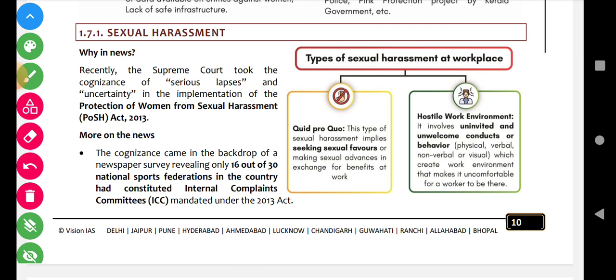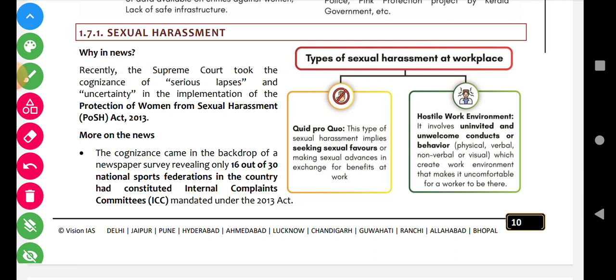So what is the sexual harassment news all about? The cognizance came in the backdrop of a newspaper survey revealing that only 16 out of 30 national sports federations in the country had constituted the Internal Complaints Committee mandated under the 2013 POSH Act.